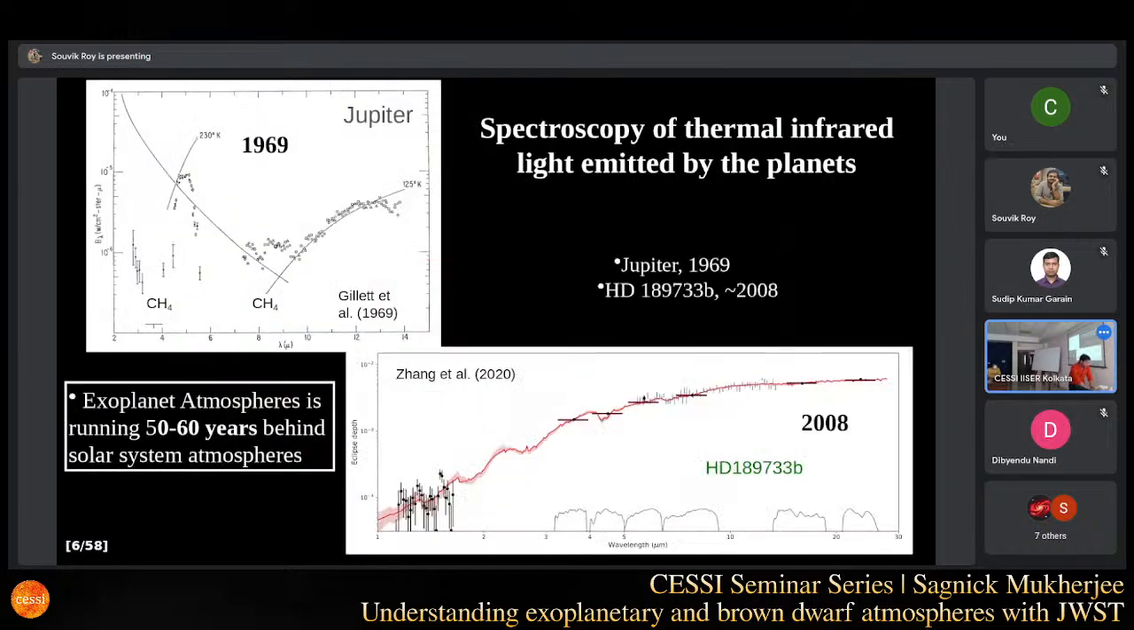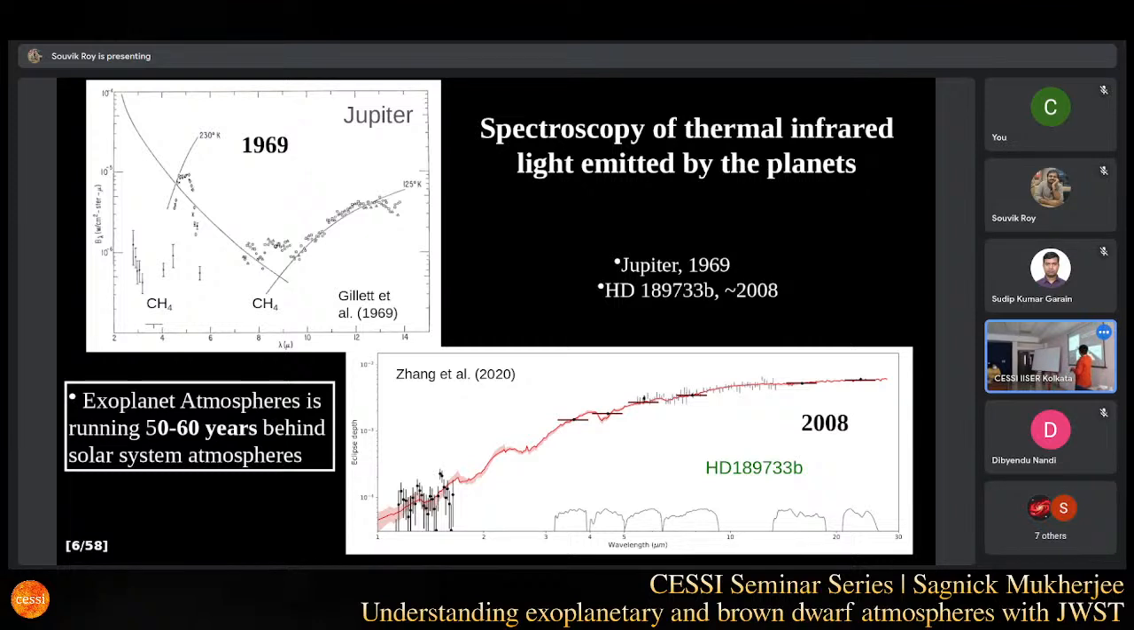Okay. So let's see how well we understand exoplanets today. In the top left, what you see is a spectrum of Jupiter, but from 1969. So almost 50 or 60 years ago. And you can see that the data quality was not very good back then. And in this plot, you see the spectrum of an exoplanet, but which is today. And you can see that's comparable.